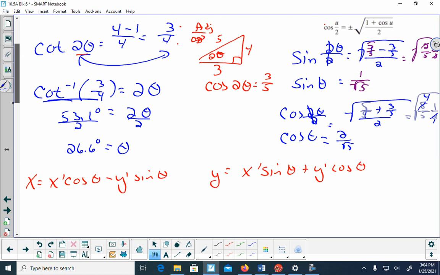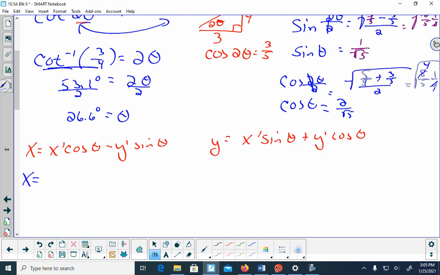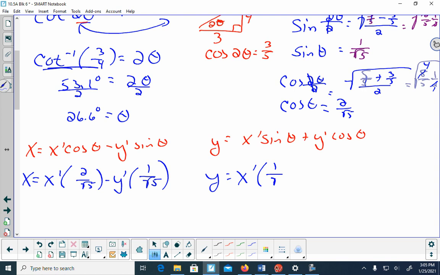So when I go down here, I'm going to say x is equal to x prime. The cosine we just said was 2 over the square root of 5, minus y prime. The sine we said was 1 over the square root of 5. The y, sine was 1 over the square root of 5. Cosine is 2 over the square root of 5.